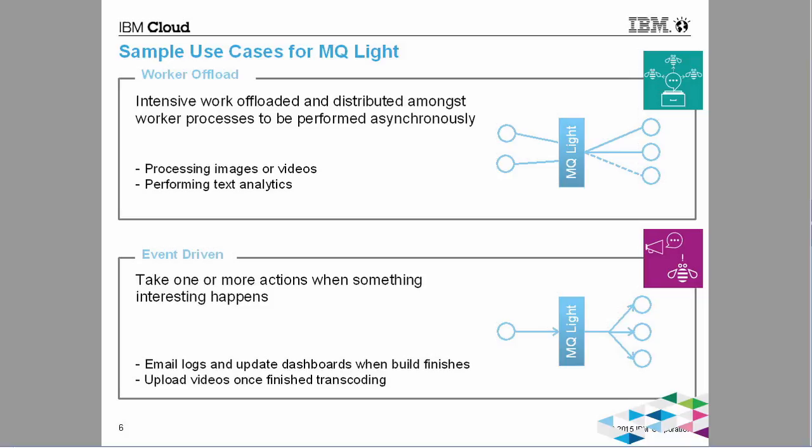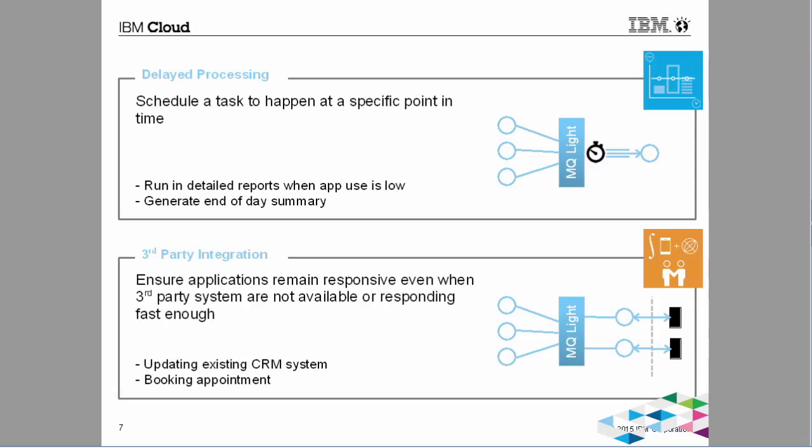The next type of use case is event-driven, which can take more actions when something interesting happens. For example, you can have email logs and updated dashboards when an event finishes. That can be updated and shown on the screen immediately. Similarly, videos upload when they're finished. When you upload a video to any of these sites, that is one of the types of event-driven models that can be used with MQ-Lite. We're going to walk through a couple more use cases.